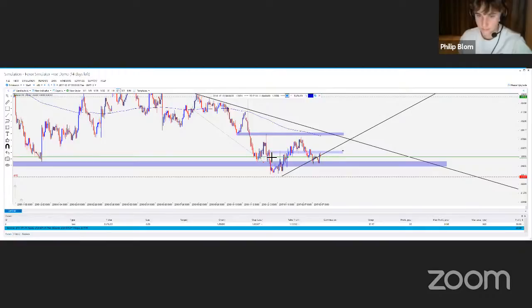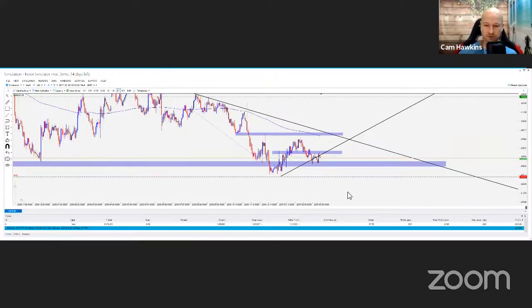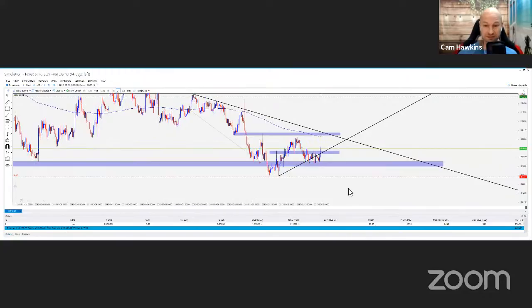Okay, so Philip's dropped down to 3.75% after 2. Kane's still there at 4.93 after 4. Philip's got 2 more to go. And we then see who goes first for the last trade before we do the 10 trade challenge.